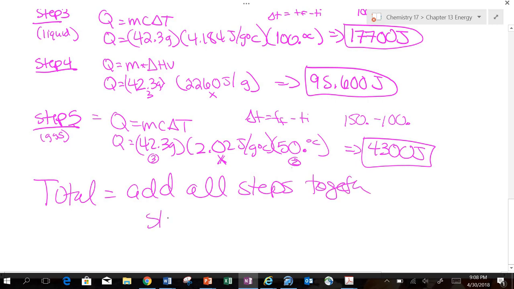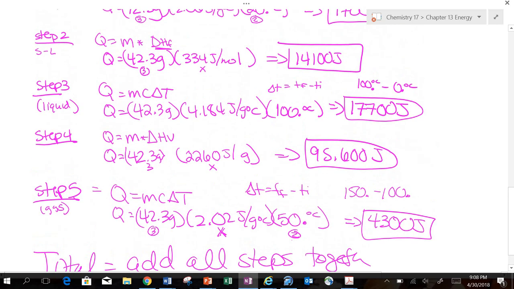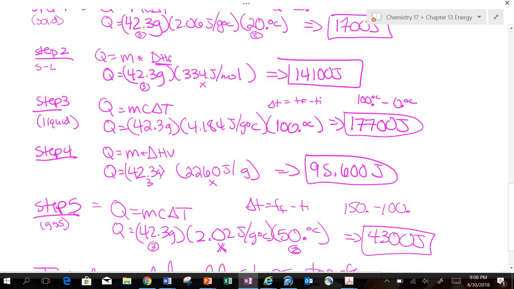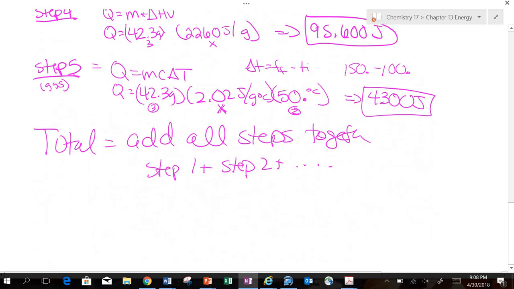If we want to find our total, we add all the steps together. You do step 1 plus step 2 plus so on, and that'll get you your total amount of joules. So I want you guys to add all 5 of those numbers and get your final answer.